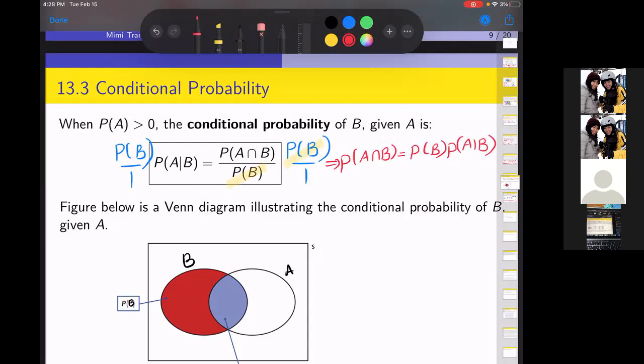Why do we do this? Because A and B, remember what I said, are not always independent. If independent, you can do P of A times P of B. But what if they're not independent? Then you use this rule. It's useful.